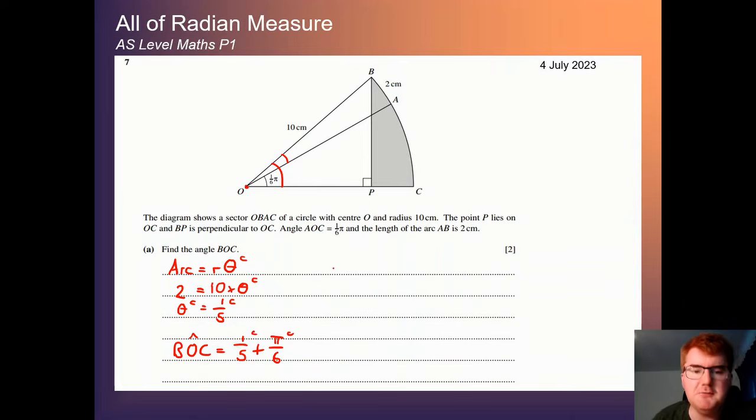Again, it's a 2-mark question, it shouldn't be anything too difficult. However, we are going to have to use that answer, so let me just pop that in. This entire angle is 1/5 plus pi over 6 for the next part of the question.